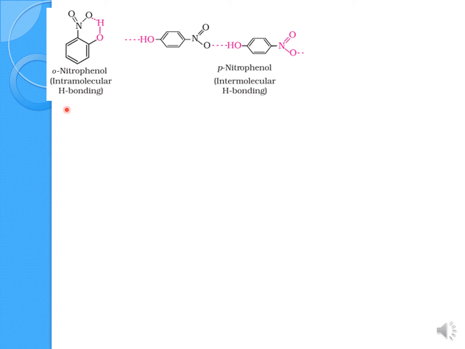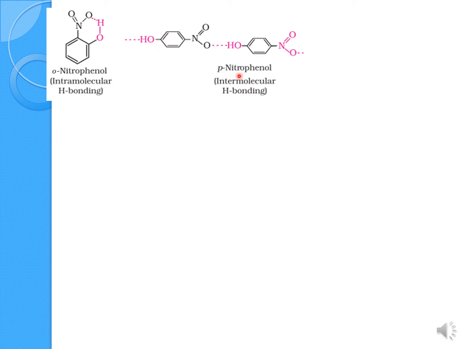Now if another orthonitrophenol molecule comes closer to this, there will be no interaction between the first orthonitrophenol and the second orthonitrophenol. Why? Because the hydrogen bond is formed within the molecule itself. This oxygen and hydrogen are already bonded to each other. Therefore, it cannot form a hydrogen bond with another molecule. So, orthonitrophenol can form only intramolecular hydrogen bonding.